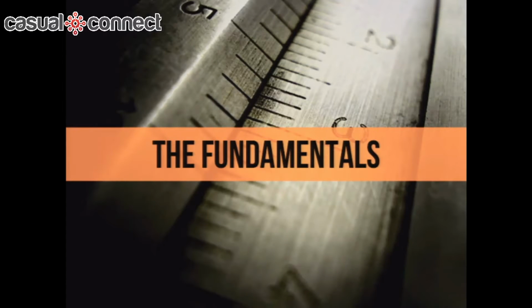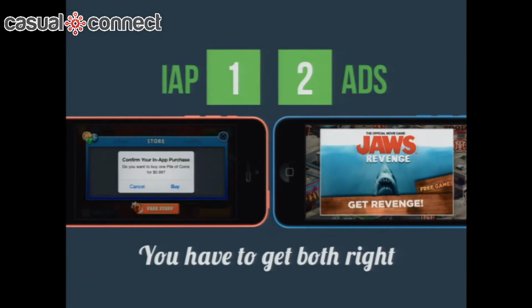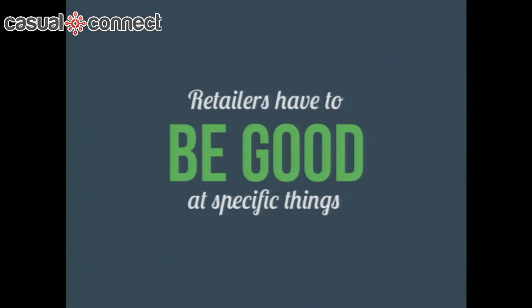Before we get started, I want to flow through some of the fundamentals of freemium really quickly. In freemium, there's really only two ways to make money. That's through IAP and through ads. And in order to maximize revenue for your games, you really have to get both of those things right. So we like to encourage our publishers to think of their game as a store. So it's not just an entertainment vehicle, but it's really about being a good retailer. And retailers have got to be good at a number of things to be able to get it right.